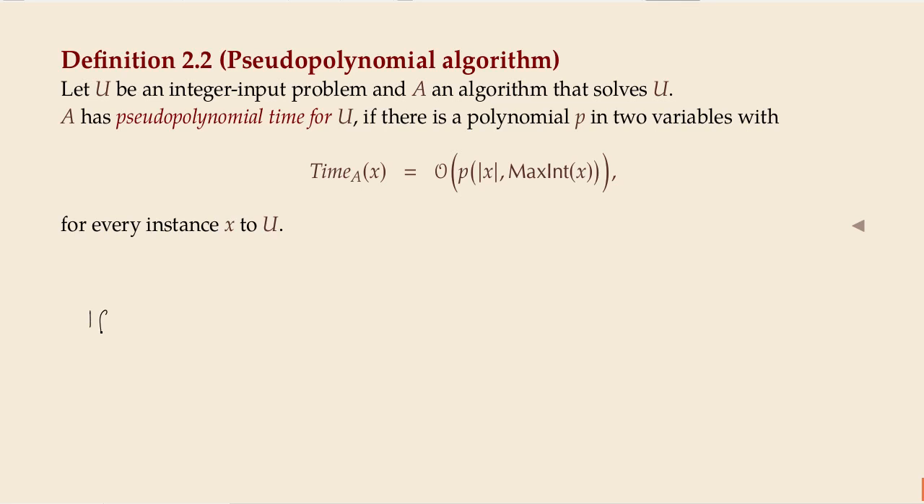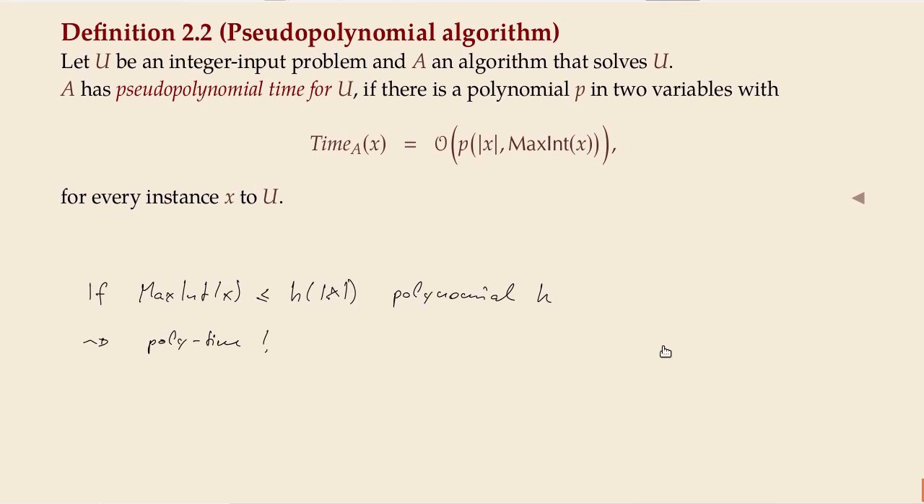So a trivial observation is if maxint is not much larger, but only bounded by some polynomial h, then the whole thing is a polynomial, and then we have a polytime algorithm. If this is not true, then the algorithm is not so efficient.